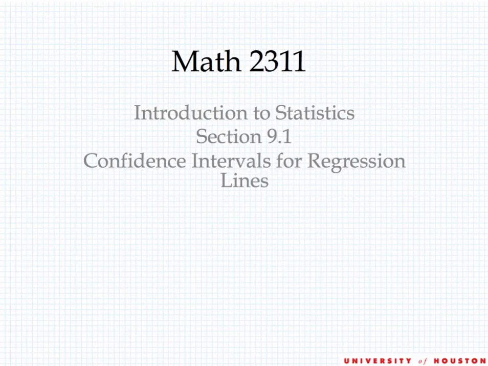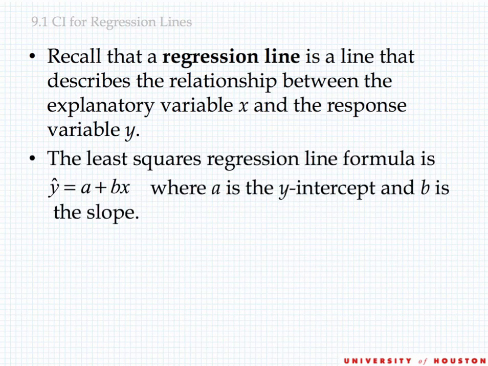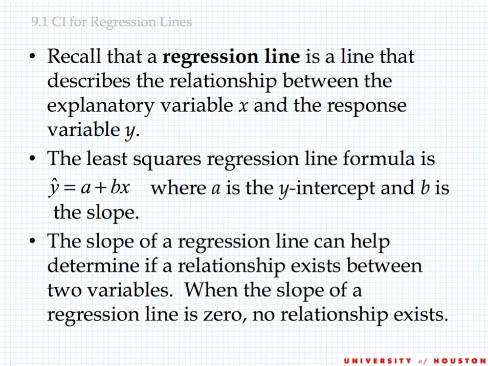Confidence intervals for regression lines. Recall that a regression line is a line that describes a relationship between the explanatory variable x and the response variable y. The least squares regression line formula is y hat equals a plus bx, where a is the y-intercept and b is the slope.